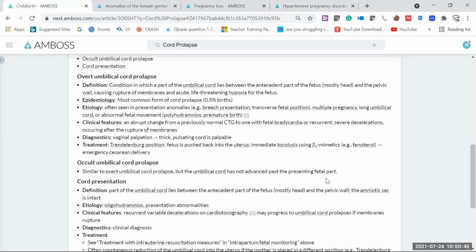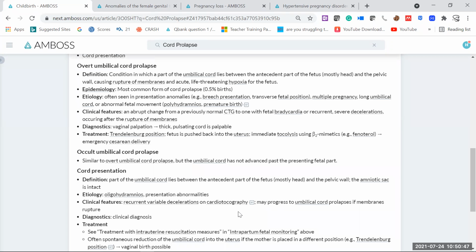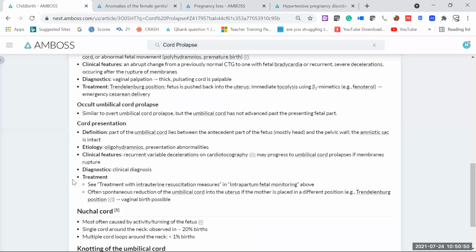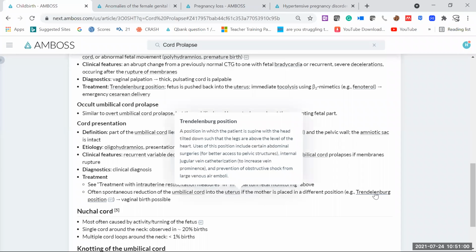And what we will do in this case, of course, the same presentation will be there. But here the treatment is a spontaneous reduction of the umbilical cord into the uterus if the mother is placed in different positions. For example, if you put your mother in Trendelenburg position, what is this Trendelenburg position? A position in which the patient is supine with the head tilted down such that the legs are above the level of the heart. So putting the legs above the level of the heart and the head down in the supine position, that is Trendelenburg position. With the help of this position, you can retreat the umbilical cord back into the abdomen.